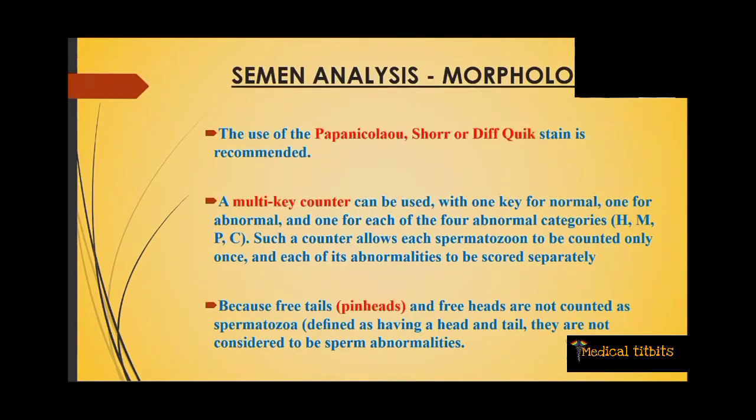So what are the stains which are used for morphology? Pap stain, Shorr or Diff-Quik stain can be used. A multi-key counter can be used with one for normal ones, one for abnormal, and one for each of the 4 abnormalities like head, mid-piece, principal piece, and the cytoplasmic droplet or excessive cytoplasmic residue. Because free tails are not counted, pinheads should not be counted as sperms at all.